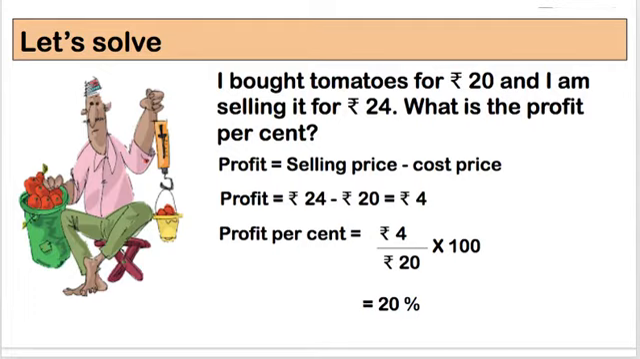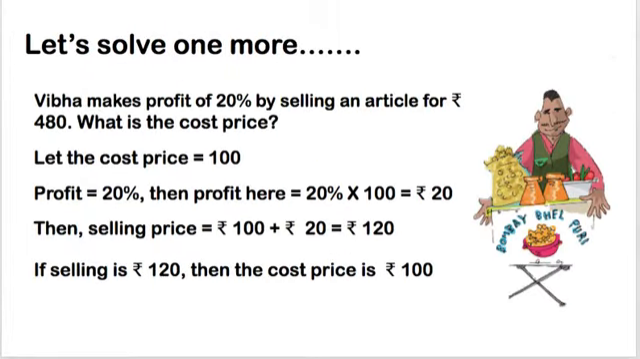So for calculating profit percent, you will be doing profit, that is 4 rupees, divided by the cost price, that is 20 rupees. So 4 by 20 into 100, because we have to calculate percent, so 100 will come. So what is it going to be? 20 into 5 is 100, so 20 will be cancelled by 100. 5 fours is 20. So 20%. Is that clear? Let's have one more example.